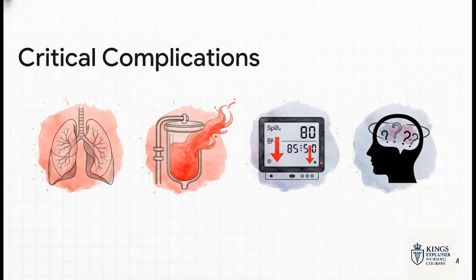We are talking about true medical emergencies. A tension pneumothorax, a sudden gush of bright red blood, a sudden drop in their O2 sats or blood pressure, or a sudden change in their mental status, like they get confused or really sleepy. These are all signs your patient is in serious trouble. Recognizing them early can literally save a life.